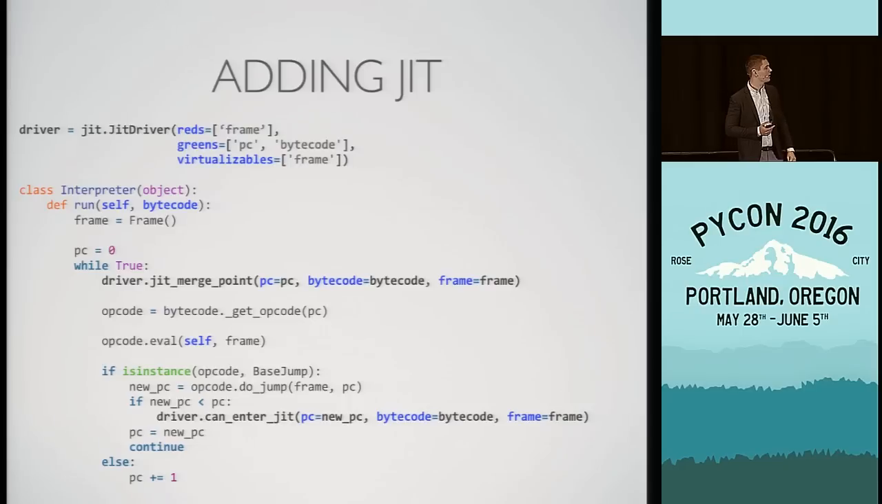Then all we have to instruct is where the single loop of interpretation starts, and anytime you want to run backwards, so anytime our position is jumping back in the interpretation list, you just have to tell it about that as well.